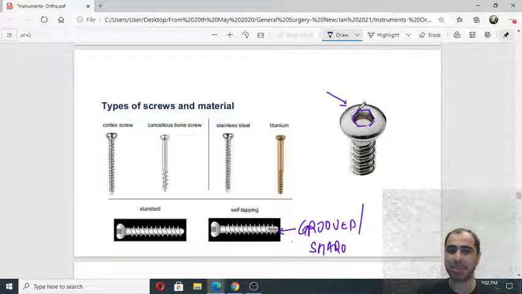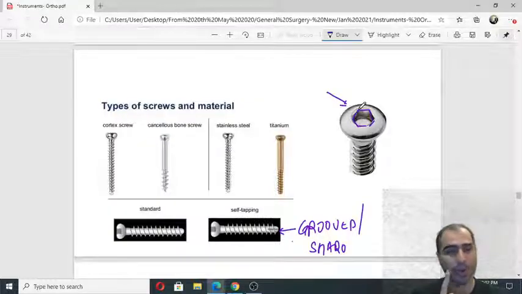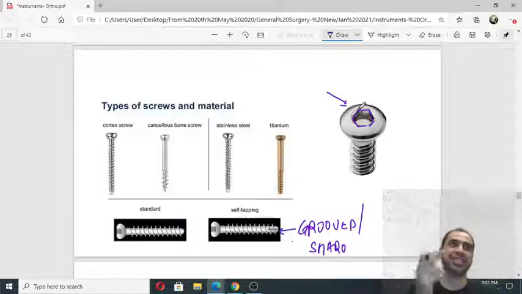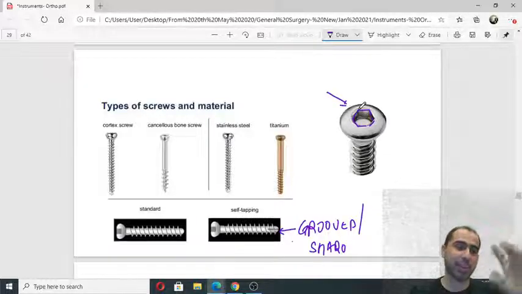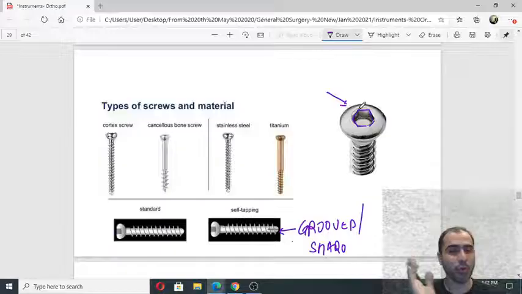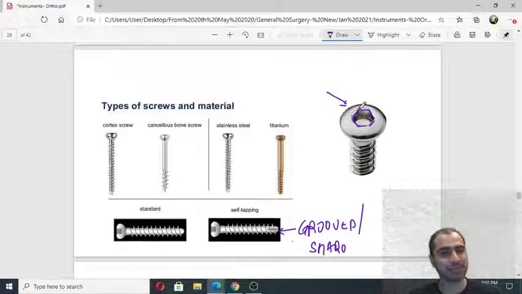If your examiner is a little over smart, he will even take out a screw from the wall and keep it on your table, and ask which screw this is. You will start, sir, this is a cancellous screw, gaps between the threads, it is cannulated, blah blah blah, it is made of stainless steel, blah blah blah. He'll say, doctor, I removed it from the wall. Oops. That's what will happen.